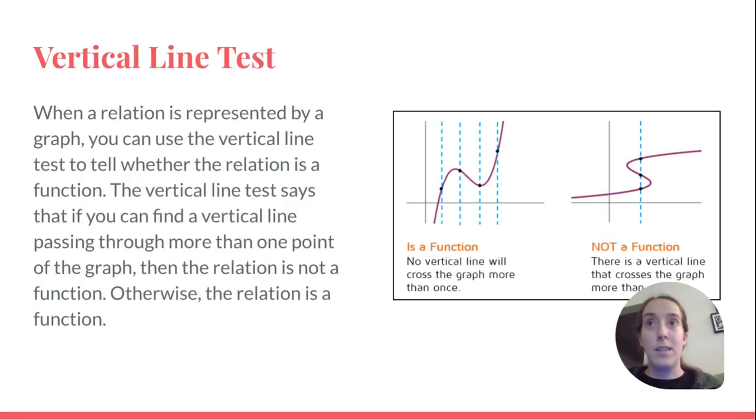One way to tell if something is a function by looking at a graph is called a vertical line test. The vertical line test says that if you can find a vertical line that passes through more than one point of the graph, then the relation is not a function. We can see in this example here that for whatever x value is right here, we have multiple different y values, multiple different outputs for the same input. If there's no spot on the graph where a vertical line passes through more than one point, then that is a function.